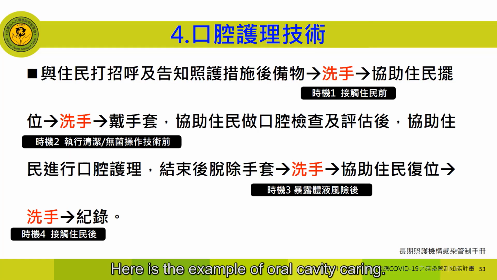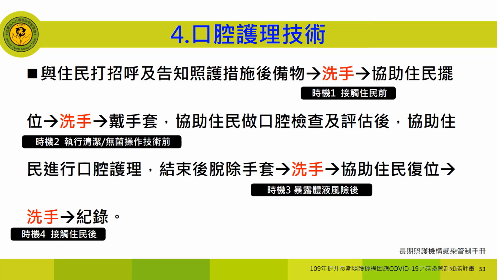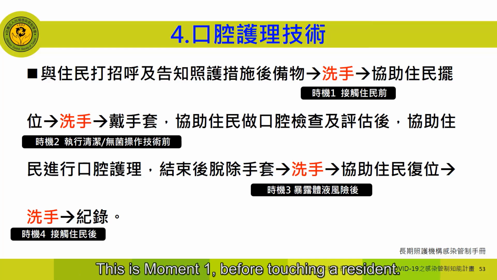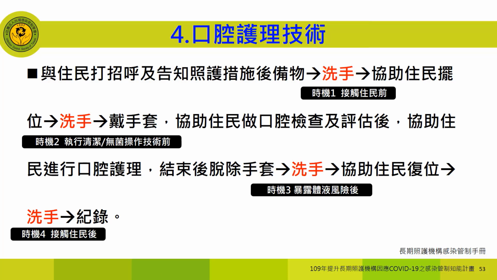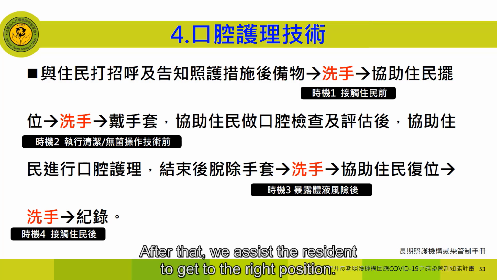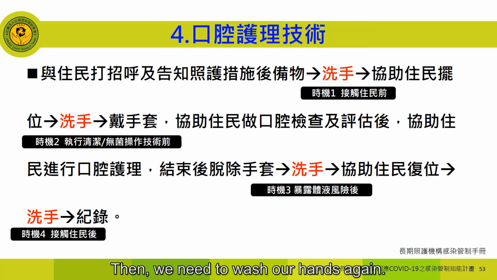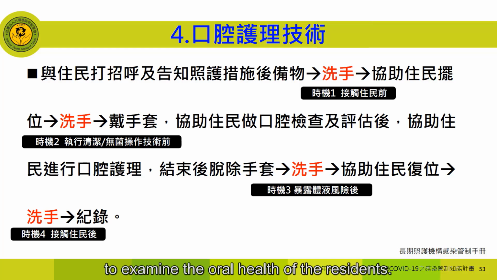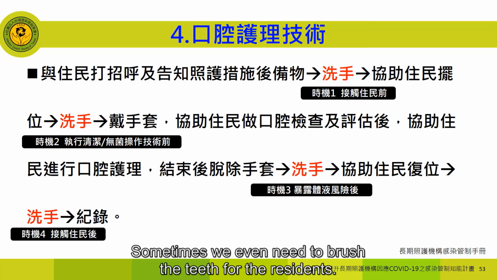Here is the example of oral cavity caring. After setting up the equipment, we need to wash the hands. This is moment 1 before touching a resident. After that, we assist the resident to get to the right position. Then we need to wash our hands again. This is moment 2 before cleaning or operating aseptic procedures. Then we put on the gloves to examine the oral health of the residents. Sometimes we even need to brush the teeth for the residents.